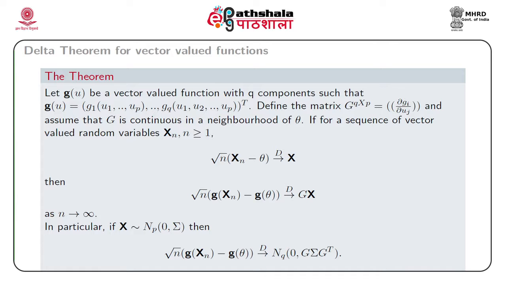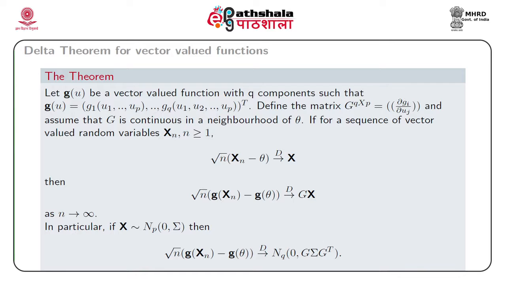In particular, if X has a p-variate normal distribution with mean 0 and dispersion matrix sigma, then the limiting distribution of g(Xn) comes out as q-variate normal with mean 0 and dispersion matrix G sigma G dash, or the transpose of G. However, the proof requires some further concepts of mathematical analysis, and we skip the details. Anyone can find this proof in the book by Serfling, and we are not going into the details of this proof. So let us concentrate on applications of this theorem.